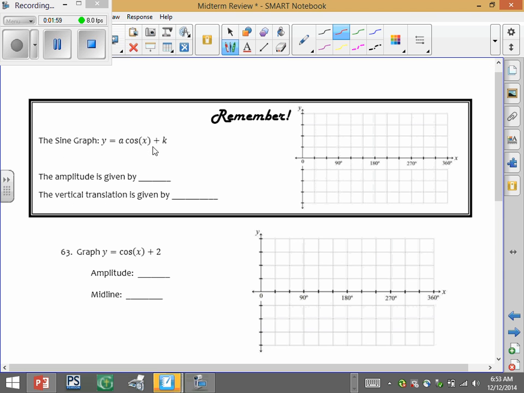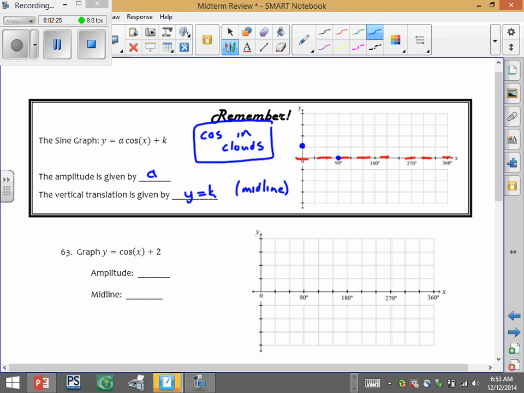Remember, with the cosine curve, we kind of say cosine is in the clouds, which means it starts up above. Again, same rules apply where k is the midline. So the standard cosine curve is going to be centered around the midline at the axis, and since it starts in the clouds, that means it's going to start up at 1, and then the cosine goes to the midline by 90. By 180, it's 1 below. At 270, it's back to the midline. Then at 360, it comes back up to the top. So it kind of looks like a V through that first period.